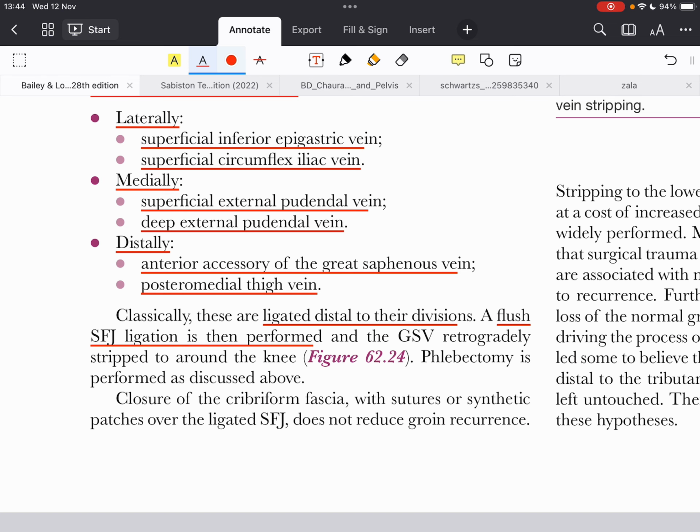Ligation is then performed and the GSV retrogradely stripped to around the knee. Phlebectomy is performed as discussed above. Closure of the cribriform fascia with suture or synthetic patch over the ligated SFJ does not reduce groin recurrence.